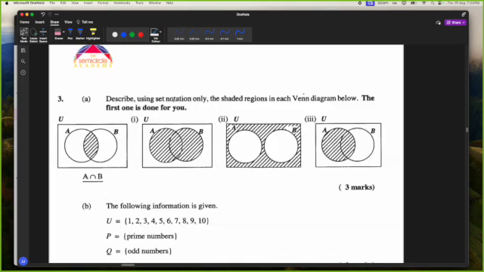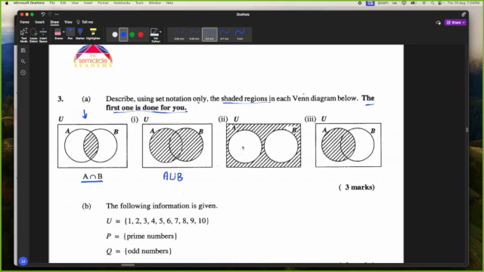Describe, using set notation only, the shaded regions in each Venn diagram below. So I have 4 Venn diagrams here. The first one is done for you. So you can see this first one here. We have the set A, we have the set B, and the shaded part is A intersect B. And so that is what they have in set notation here, A intersect B. This one here includes all of A and all of B. So this will be A union B.